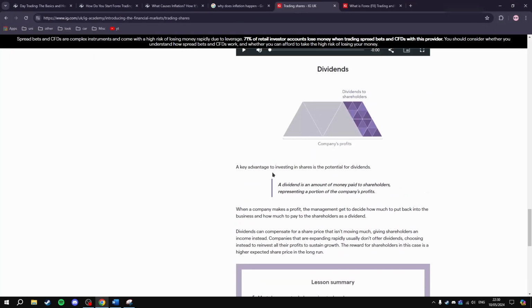Dividends. A key advantage of investing in shares is the potential for dividends. A dividend is the amount of money paid to shareholders representing a portion of the company's profits.